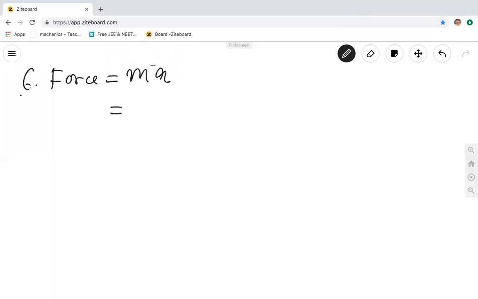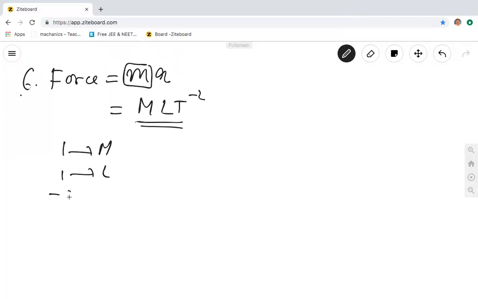So it is mass, written as capital M in dimensions, and acceleration is L T minus 2. So this is the dimensional formula. You can quickly write the dimensions: 1 in mass, 1 in length, and minus 2 in time. And the dimensional formula is MLT minus 2.